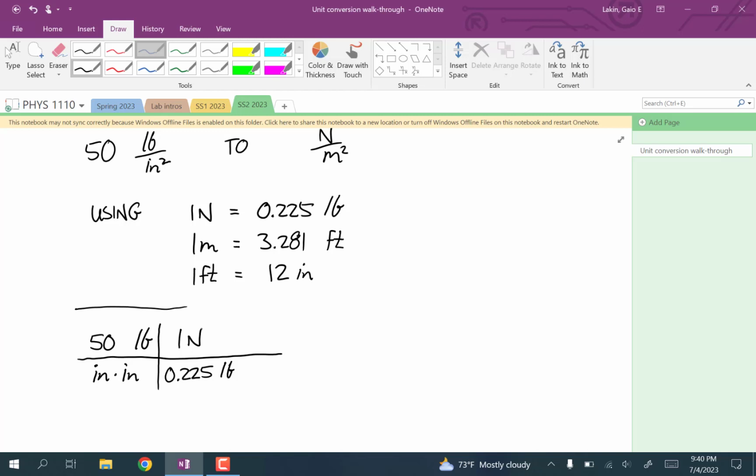The next step is we want to convert one of these inches to meters. We're going to have to do that twice because we have 2 of these inches, but let's just do it one by one. So I'm going to do that by converting inches to feet and then feet to meters. Pause the video now and see if you can figure out how to convert one of these inches to meters.